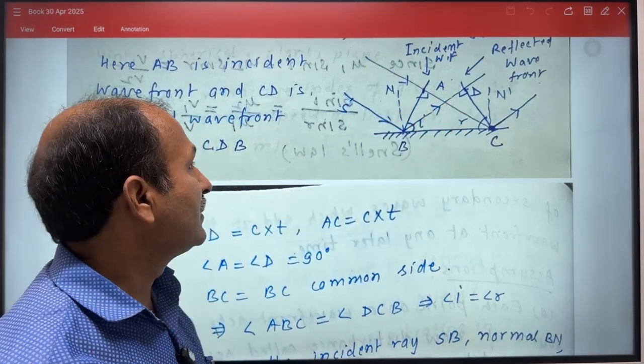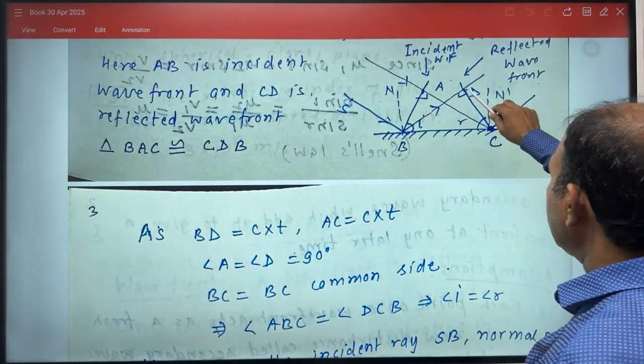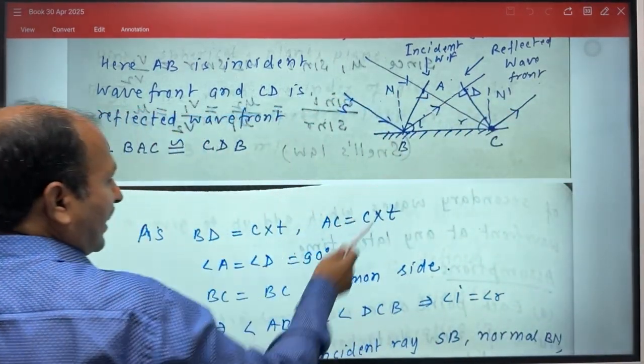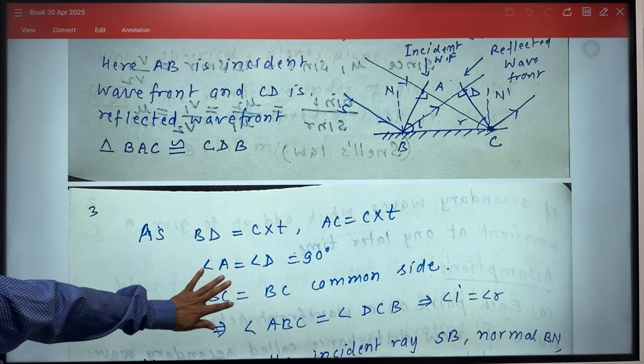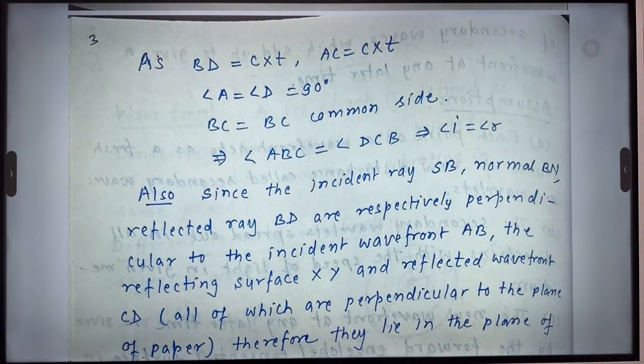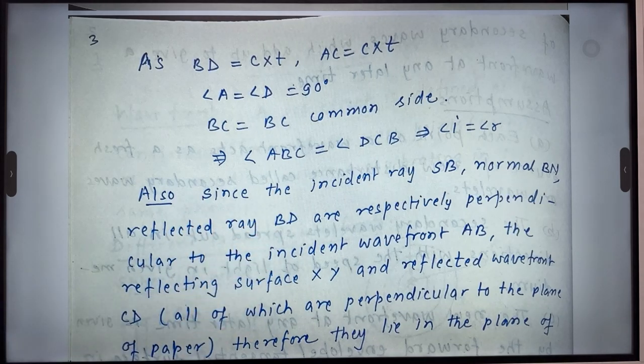These two are 90 degrees because the wavefront is always perpendicular to the direction of the ray, correct? So BC equal to BC, that is the common side. So these two triangles will be congruent, and if they are congruent, then angle I will be equal to angle R. So this is how we have proved.